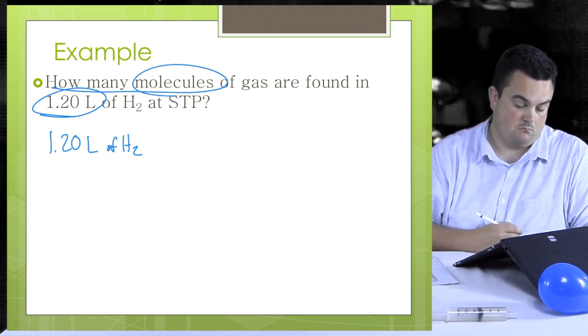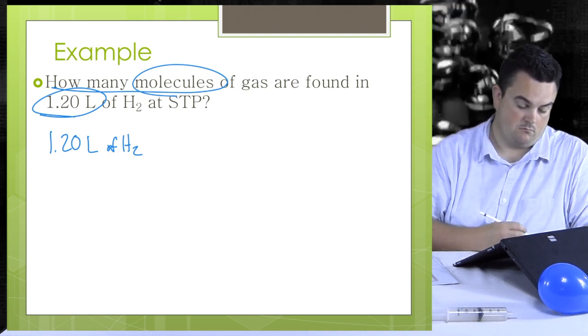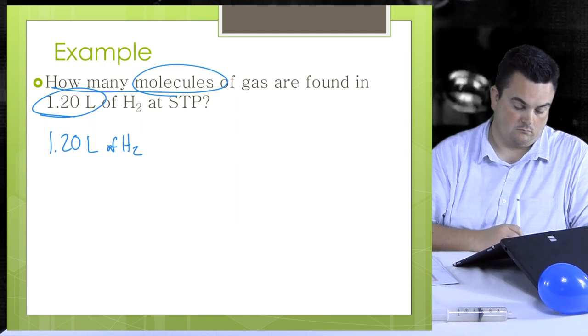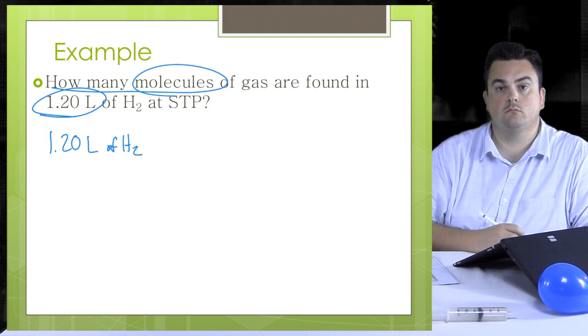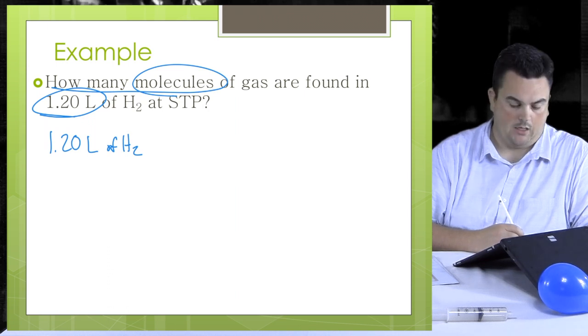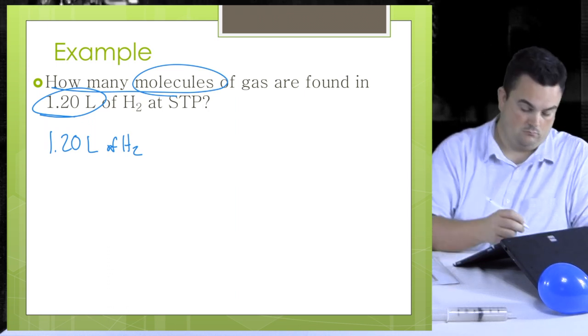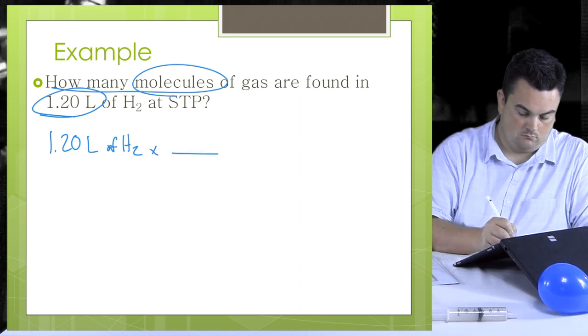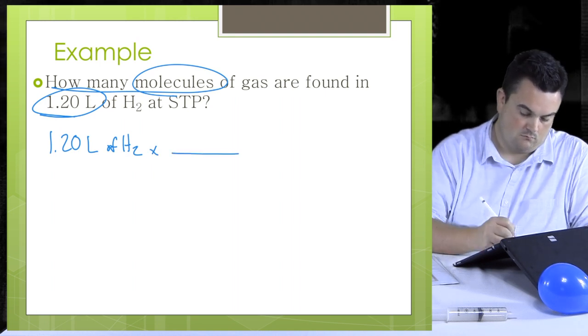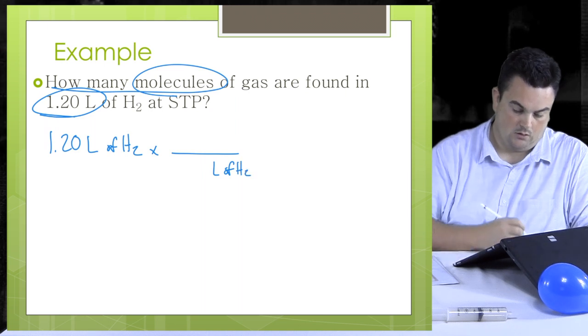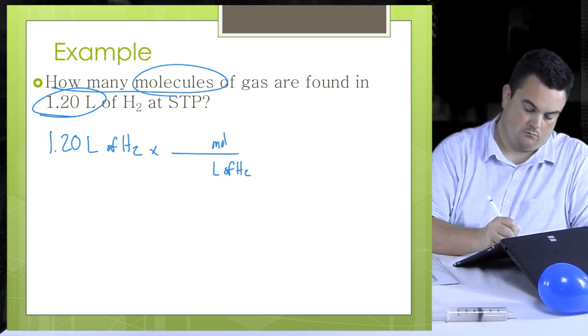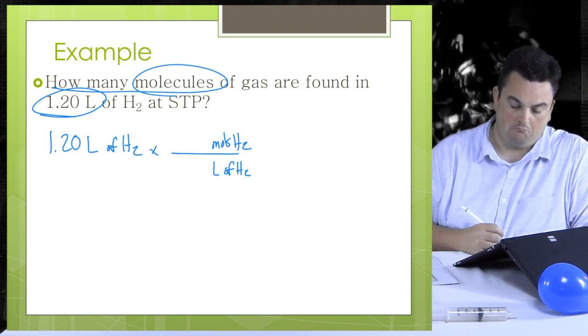So we're going to convert liters first. We actually don't know a way to convert liters directly to molecules, but we just learned a new conversion factor where we can convert liters to what unit? To moles. Very good. So let's multiply by a conversion factor. What unit will go in the denominator? The liters of H2. Good. And how about in the numerator? Moles of H2. Good.